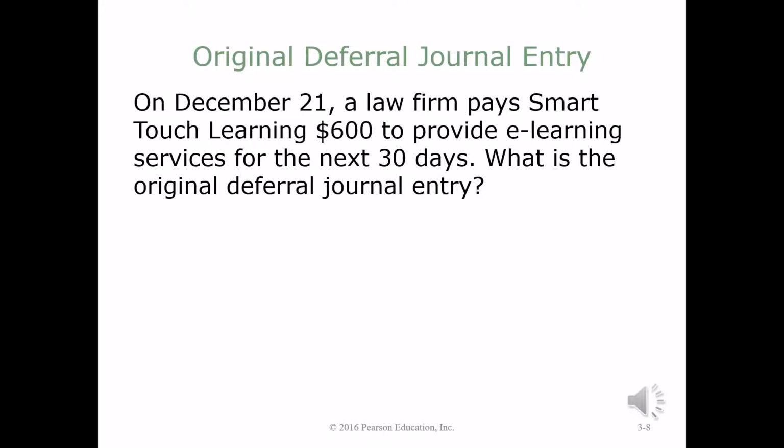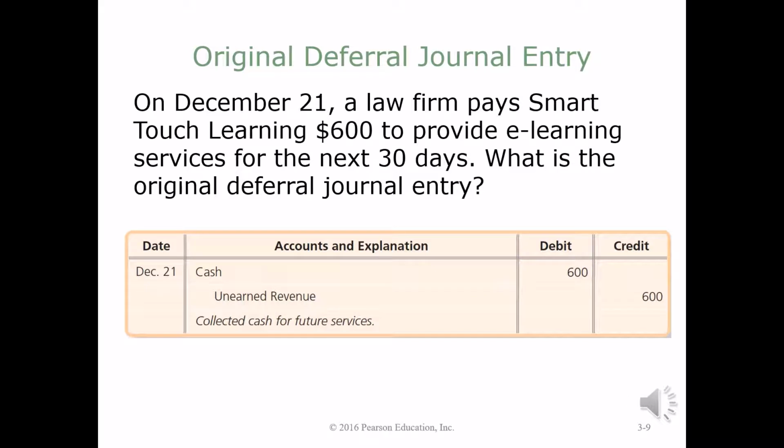On December 21, a law firm pays Smart Touch Learning $600 to provide e-learning services for the next 30 days. What is the original deferral journal entry? At this point, we're going to use our cash account because we received $600, and so cash gets a debit, and we're going to use our liability account, unearned revenue, for $600 as a credit. We've collected cash for services that we need to provide in the future for the next 30 days. So we cannot claim this as service revenue until we've actually earned it.